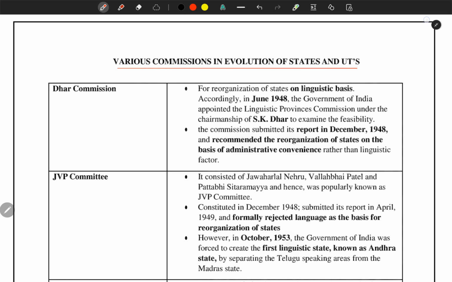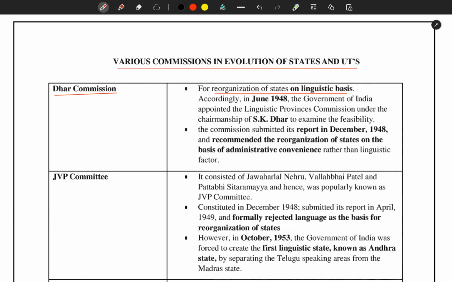Okay, so the first commission that we are going to deal with is the Dhar Commission. This commission was established for reorganization of states on linguistic basis. Because people of some states were demanding separate states on language basis, the Dhar Commission was established, or formed, for reorganization of states on linguistic basis.